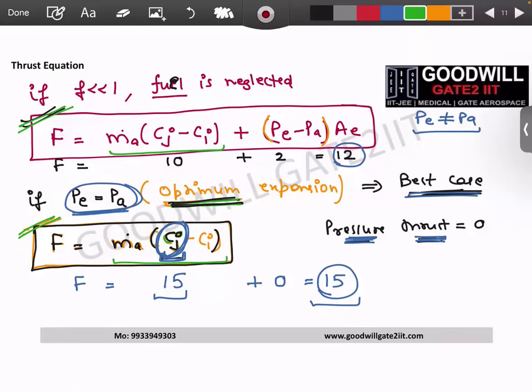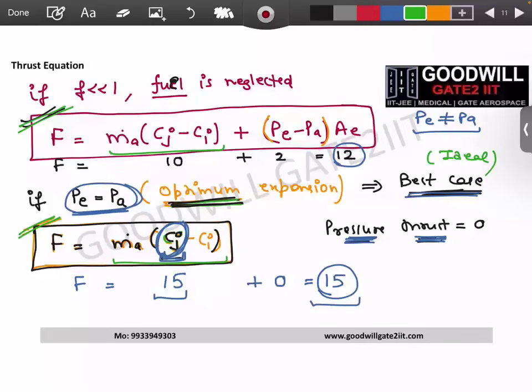So, sir, can we consider an optimum case and an ideal case? Yes, this is an ideal case. I will come to that, Felicia. I will explain that also. Let me explain this to you.